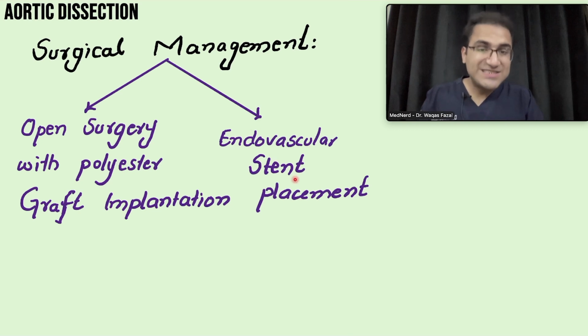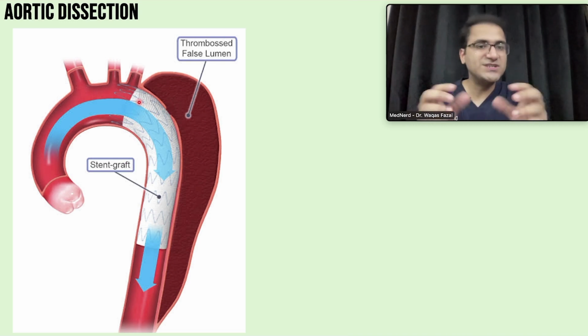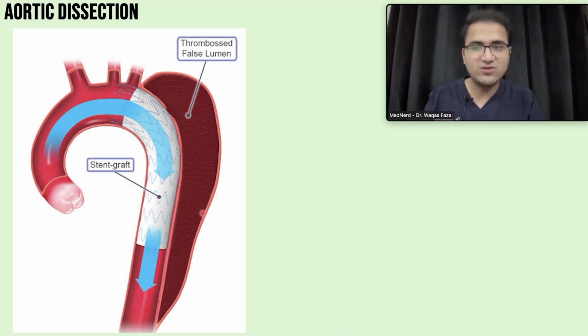Or endovascular stent placement can be done, where they place a stent at the place where there has been a tear and the false lumen has been formed. So stent placement can be done, or open surgery involving a polyester graft can also be done.